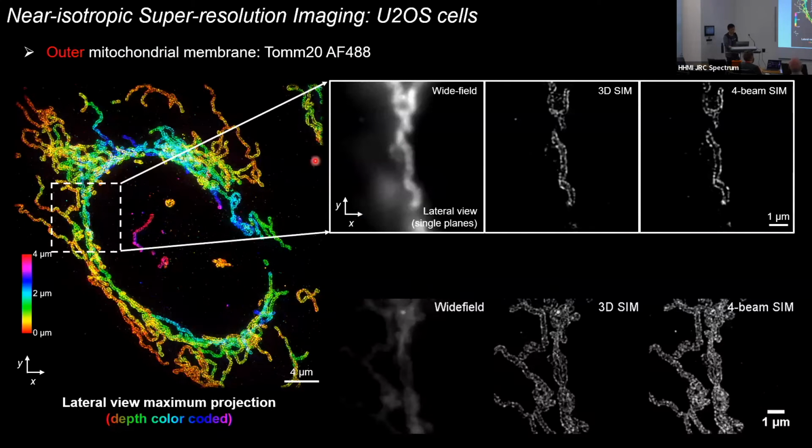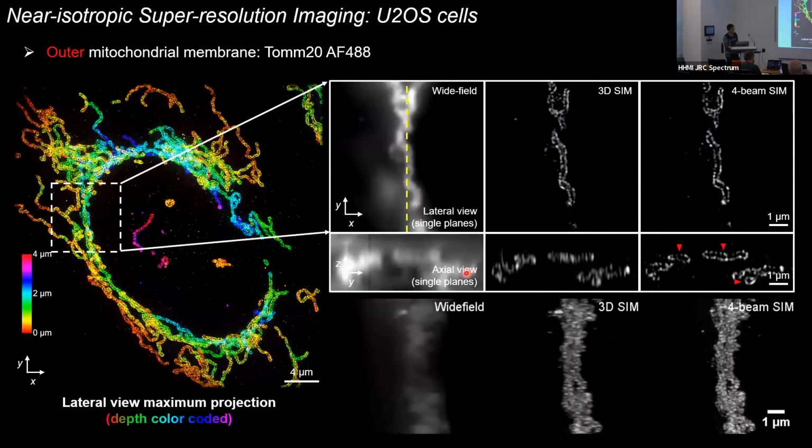So when performing wide field imaging, diffraction actually obscured the inner mitochondrial space. So you can see nothing inside the mitochondria, but we know that we only label the outer mitochondrial membrane, so it should be empty inside. By contrast, the lateral view produced by 3D SIM and 4-beam SIM could easily distinguish these void regions.